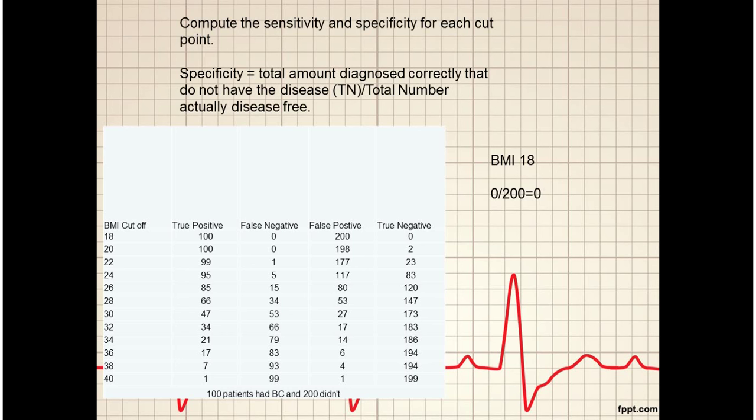So is 18 a good cut point for telling people they have breast cancer? Probably not, right? Not that you wouldn't catch everybody, you'd probably be telling everybody to get help. But the issue is that you told a whole bunch of people who don't have breast cancer that they did. That's the problem.